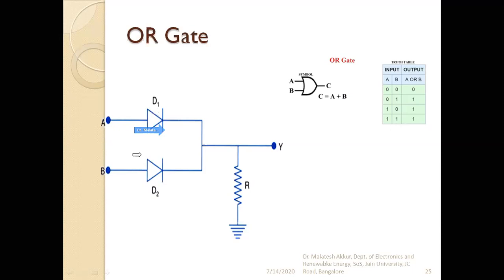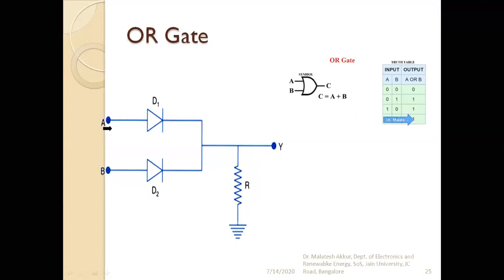Now, as we know, we apply either 0 volts, 0 volts, or 0 volts, 5 volts. One means 5 volts. According to the truth table, this is equivalent to applying 0 volts to A and 0 volts to B, and the output should be 0 volts in this case. When one input is 5 volts, the output should be 5 volts. The third condition: A is 5 volts, B is 0 volts, output should be 5 volts. In the last case, if A is 5 volts and B is 5 volts, the output also should be 5 volts.